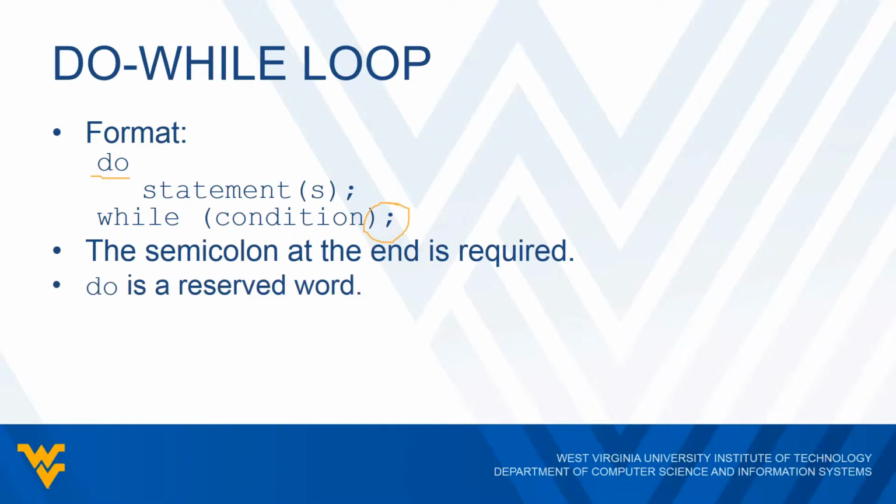Do here is a reserved word. It is part of the do-while loop. It's pretty much required to make this work. That's how Java recognizes that it's a do-while loop and not some other set of statements.